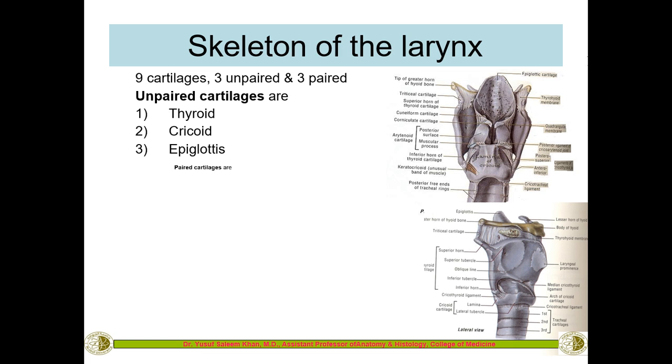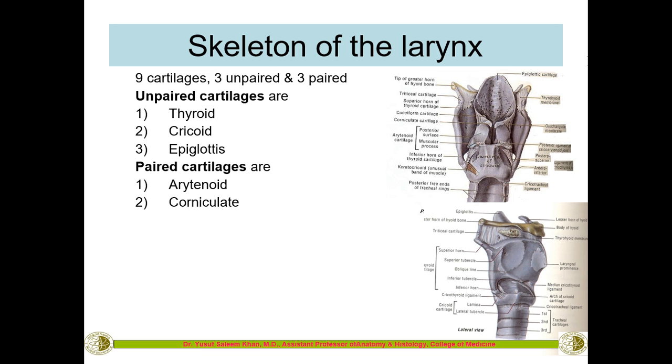Which are the paired cartilages? Again, there are 3 paired cartilages. One is called the arytenoid cartilage. It is a pyramid-like cartilage. They are paired, on either side. So they are 2, that's why they are called paired. So there are 2 arytenoid cartilages.